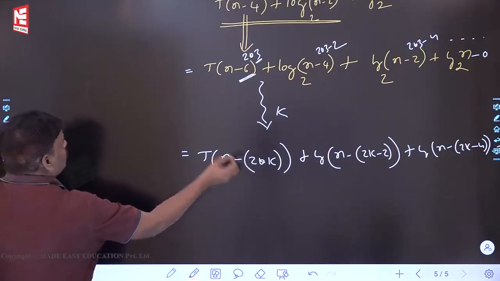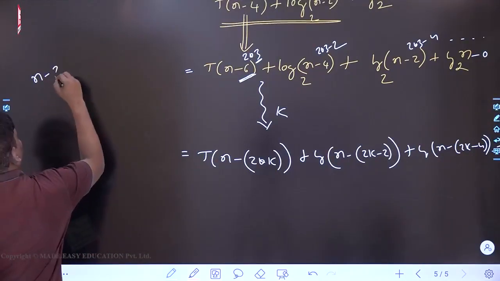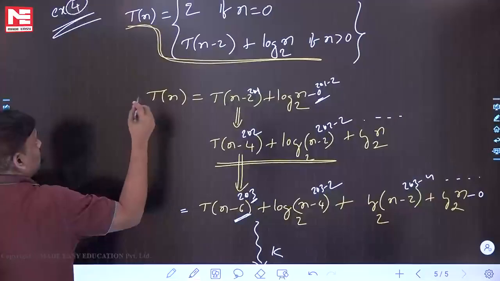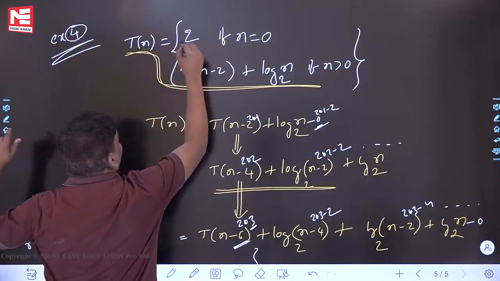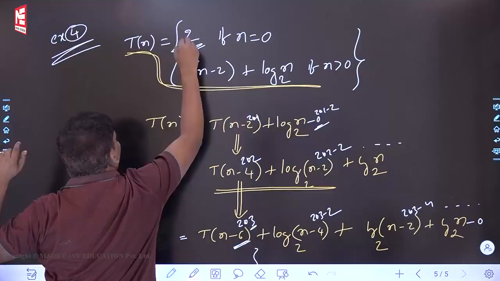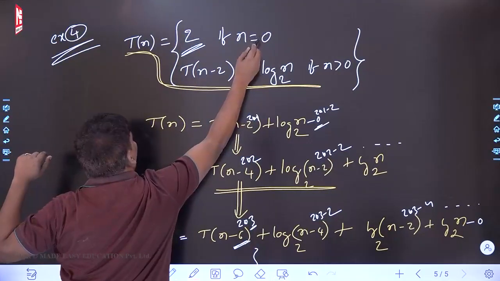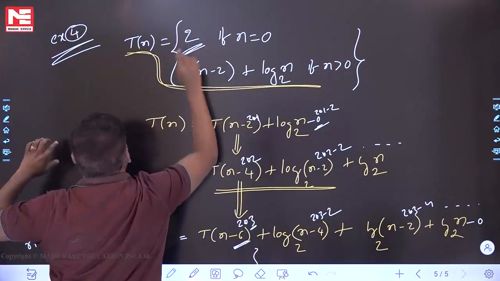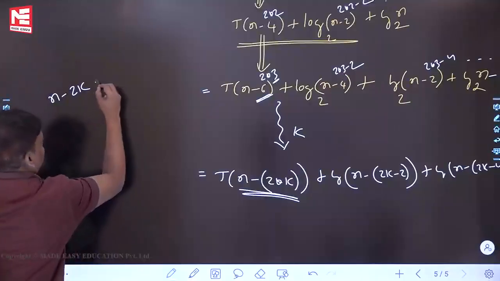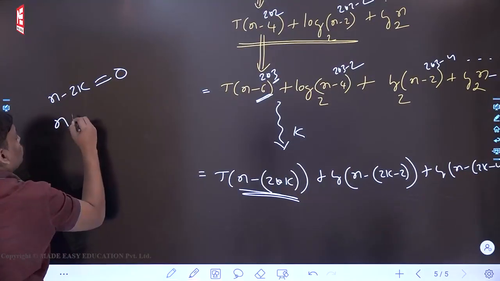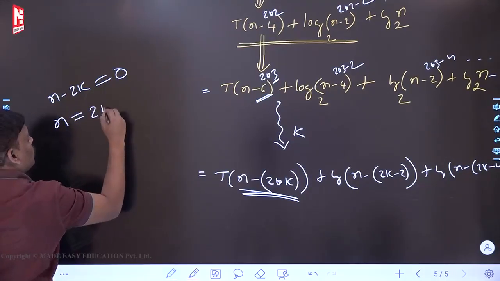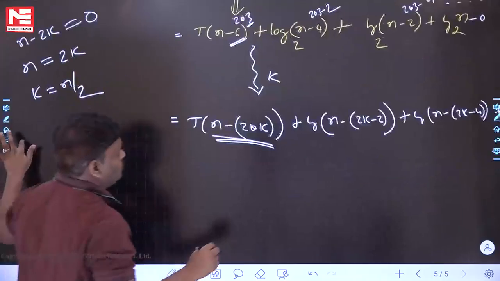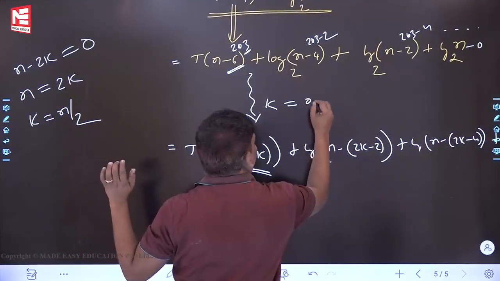Now let's check here. What is the k value? So what is the answer? N minus 2k. This value should be equal to termination. What is the termination? 0. T of n is equal to 2 is the answer. If n is 0, T of 0 is equal to 2. So this is 0. N minus 2k is equal to 0. So n is equal to 2k. So k is equal to n by 2. Please be careful. Replace k by n by 2.